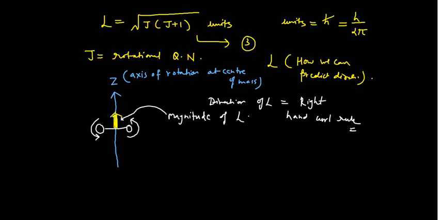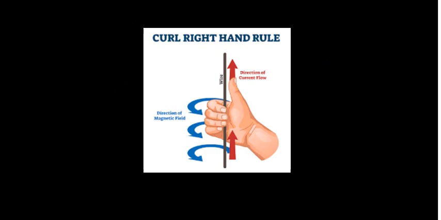Now see here, this is your right hand curl rule, and in that case I can show you. You see this movement, this is anti-clockwise. So these fingers are going in the anti-clockwise direction. This is the rotation of the molecule, and this thumb is showing the direction of your L, angular momentum. So right hand curl.